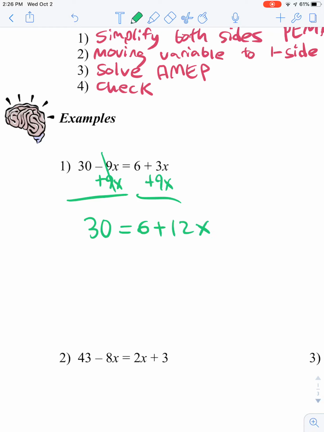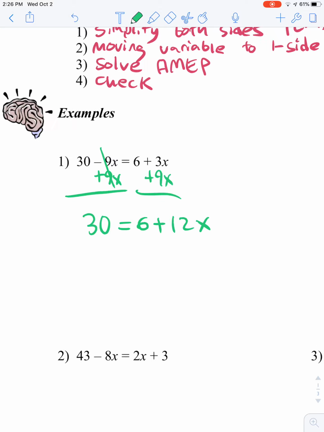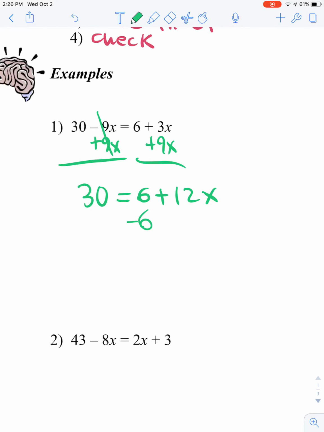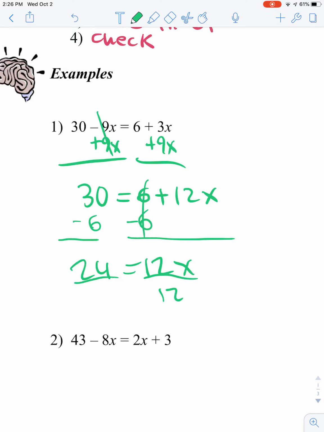Well, now it's not a variable on both sides problem anymore. The variable's on one side. So I'm able to subtract 6 from both sides and get 24 equals 12x. And I can just divide by 12 to get x equals 2, or 2 equals x. They both work.